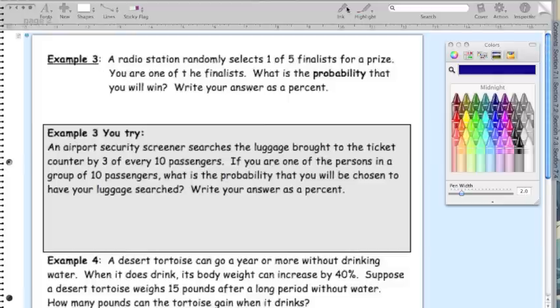Example 3 says a radio station randomly selects 1 of 5 finalists for a prize. You are one of the finalists. What's the probability that you will win? They want us to write our answer as a percent.